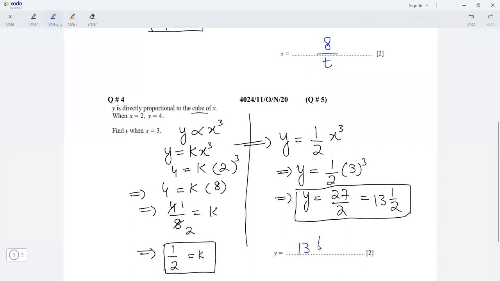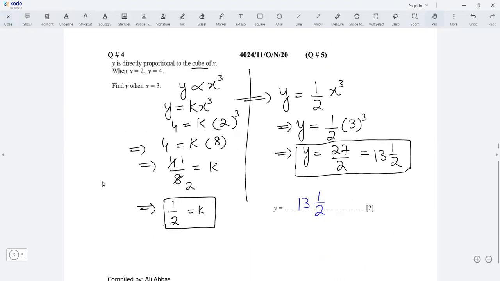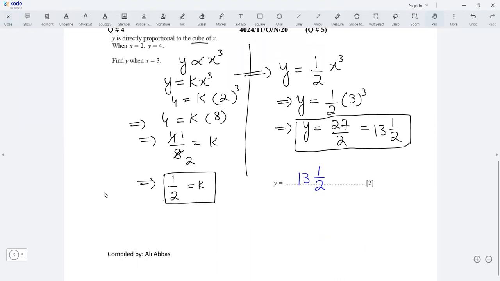Because it is paper 1, there is no need to convert into decimal. I know it is 13.5. If you have written it in decimal form, it will not be wrong; it will be correct. But there is no need to go into decimals if you don't know how to do it. Just convert into mixed fraction form. So moving ahead to question number 5, that is all from question 4.